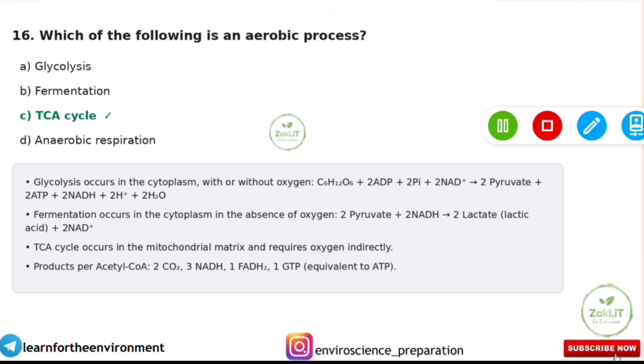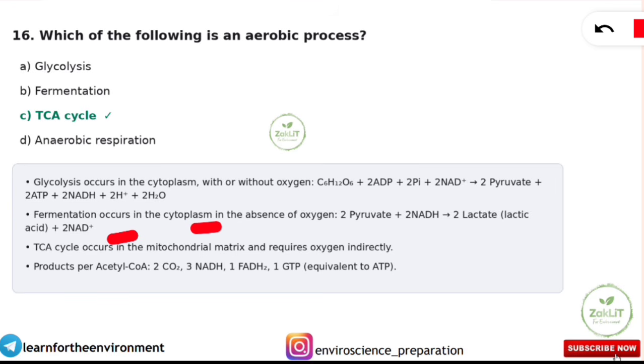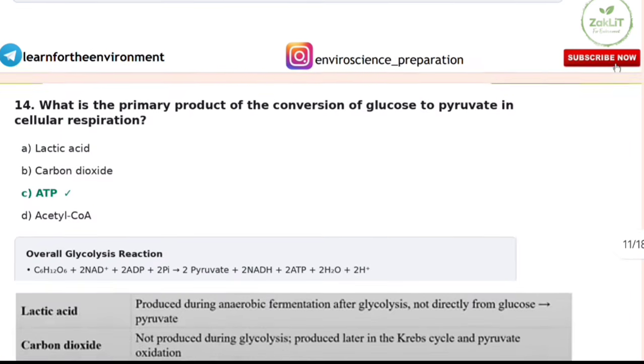Coming to the next option, that was TCA. This cycle occurs in the mitochondrial matrix and requires oxygen indirectly. That means it is an aerobic process, but it requires oxygen indirectly, not directly. Next is products per acetyl coenzyme. The products are, per acetyl coenzyme, 2 carbon dioxide, 3 NADH, 1 FADH2 and 1 GTP, which is equivalent to 1 ATP. I hope you are noting down all these things. Let's move on to the next question.